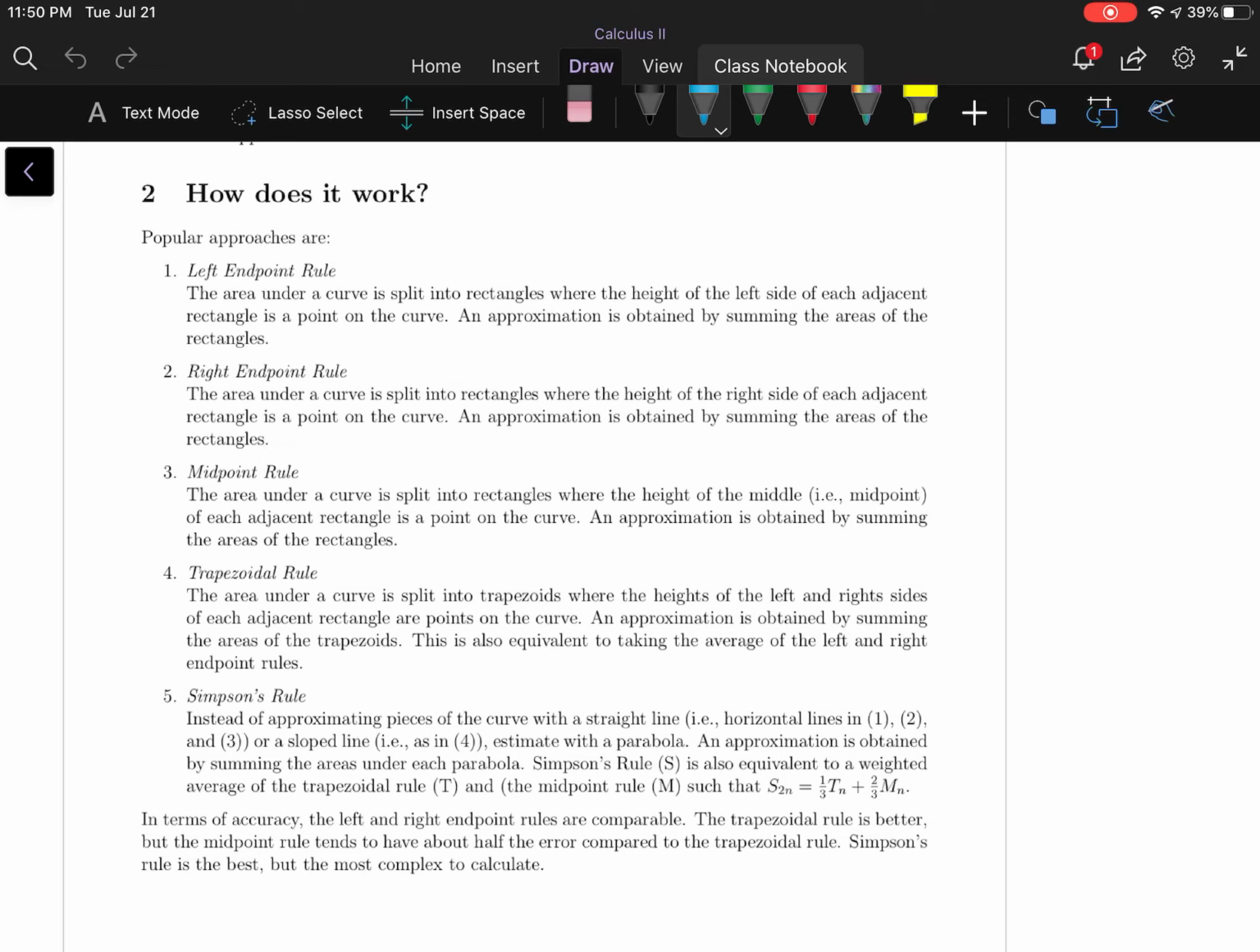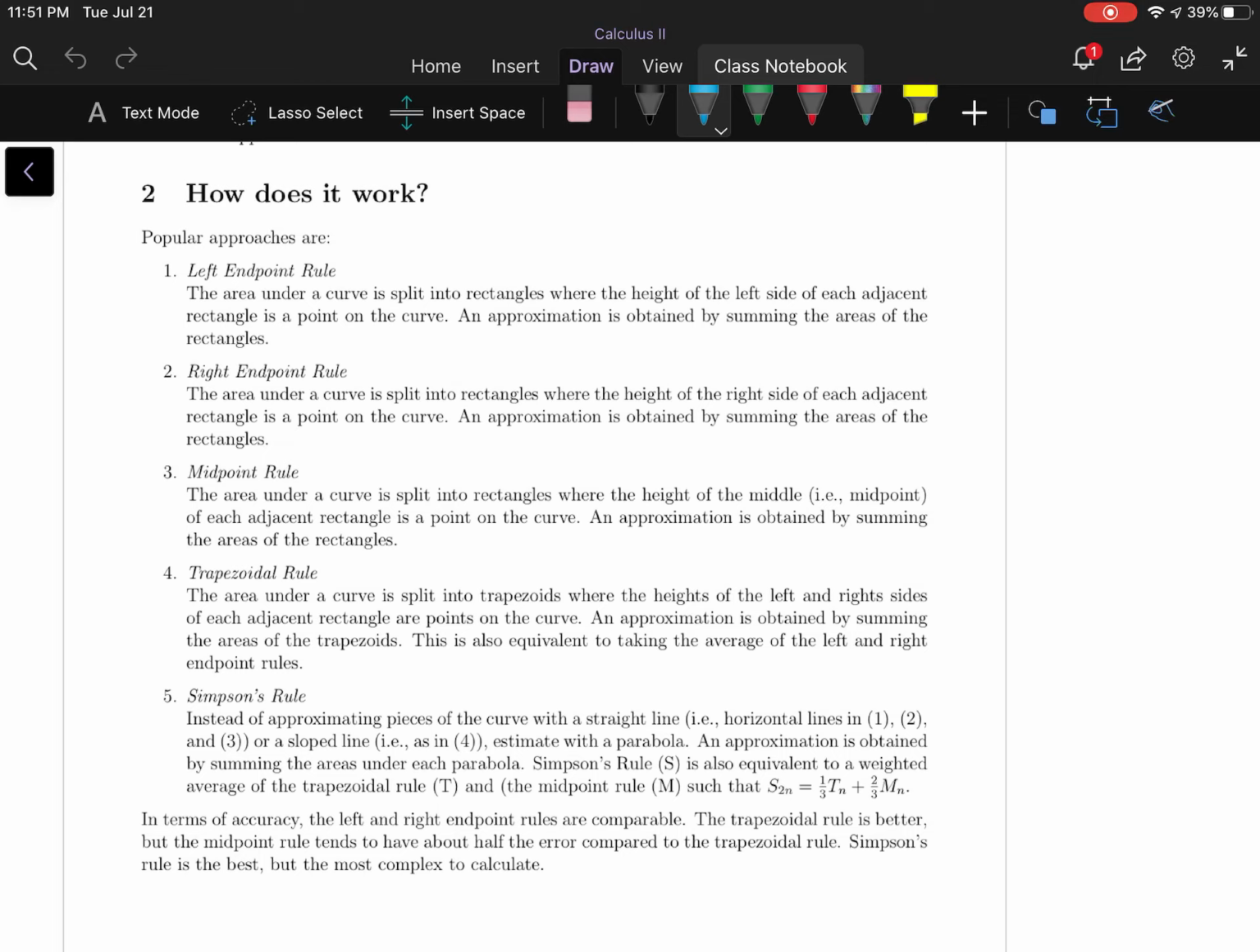The trapezoidal rule creates trapezoids where both the left and right points of that trapezoid touch the curve. And Simpson's rule essentially generates a parabola that estimates the curve. So you're going from 3 horizontal lines like a histogram for the left, right, and midpoint rules to a slanted line potentially, a line with some slope in the trapezoid rule. And then the 5th one approximates the curve with a parabola.